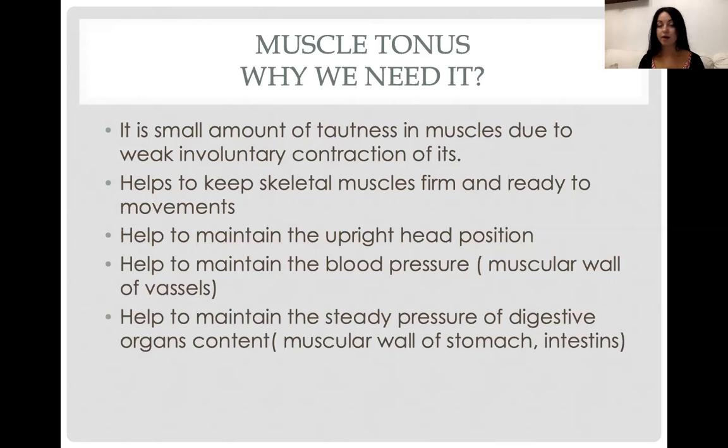So where muscles are controlling the spasm of vessels, their blood supply is decreased slightly. Where dilated, it may be increased. It depends on sympathetic or parasympathetic prevalence. As well, muscle tone helps to maintain the steady pressure of digestive organ content. I have already told you about the importance of sphincters, but as well, the muscle tone of the wall of the stomach and intestines is important for the normal process of digestion of food inside these organs.